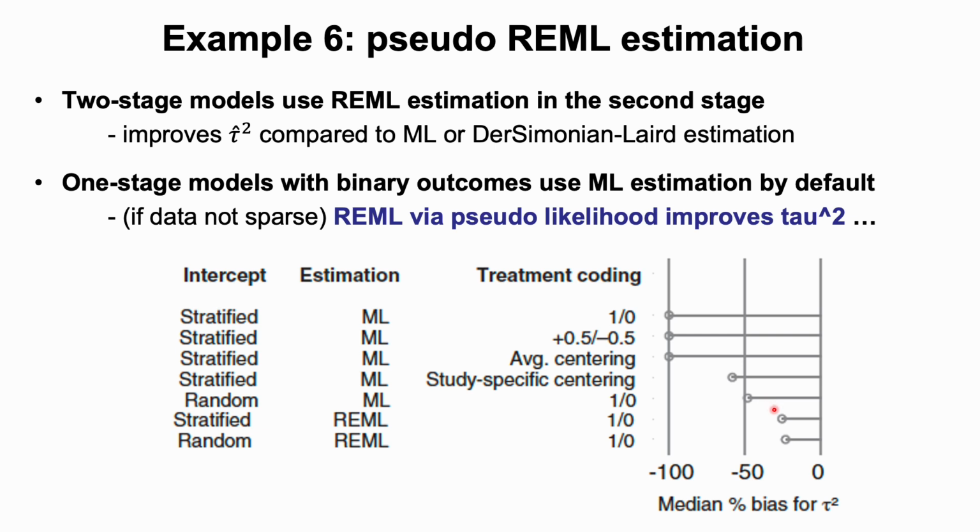But you can do even better, at least with large data sets, when you use REML, because the downward bias is reduced even more. So, okay, big decisions with one-stage models: whether you center, use maximum likelihood estimation or REML estimation, which most people don't know about.